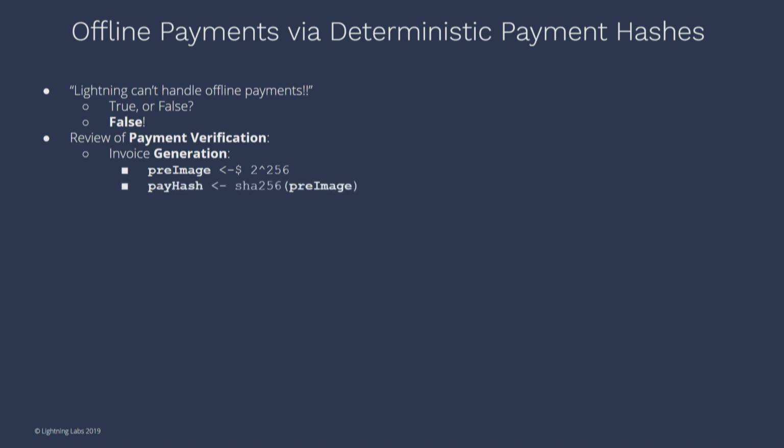And then the receiver does SHA-256, basically hashes the preimage, to get the payment hash, right? And the payment hash is now your primary identifier that people will be using to send payments to you on the network.